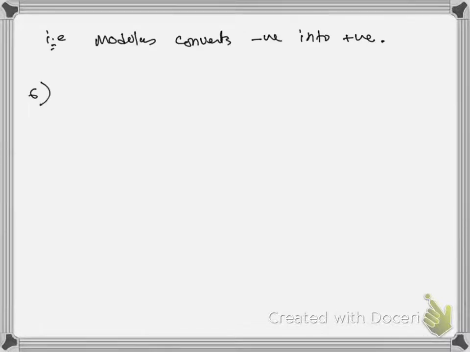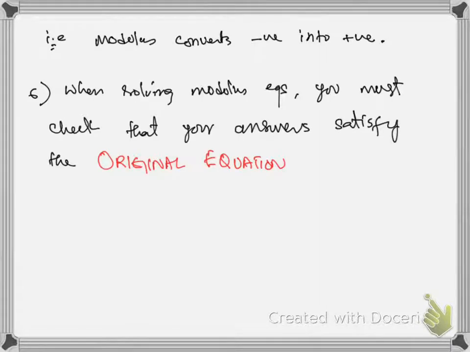Number 6. When solving modulus equations, you must always check that your answers satisfy the original equation. This is very important. You have to check your answers with the original equations. Therefore, these were the important properties regarding the modulus. Now, let's do methods of removing the modulus.